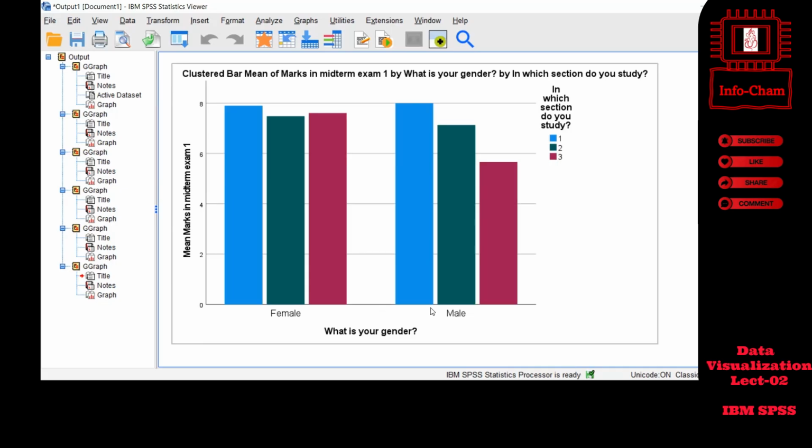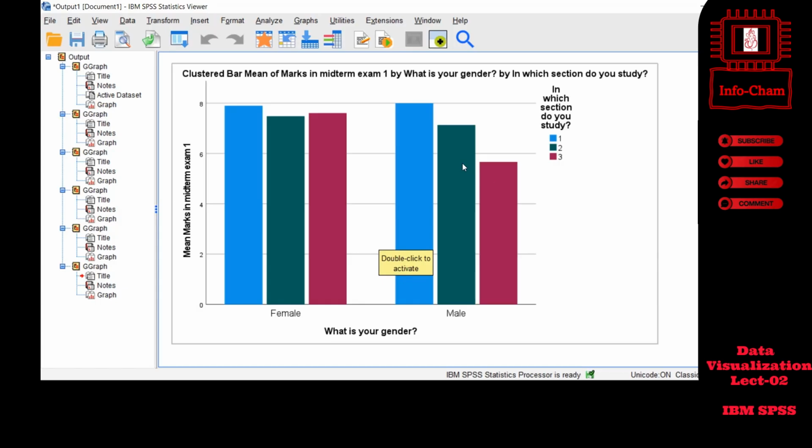So what about the gender? Can you see the male students in the plot? From section 1 to section 3, the male students are going downward here. In section 1 they are looking very good, the boy students are very intelligent. Section 2 very less, section 3 very less.